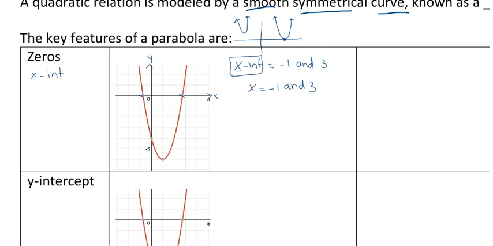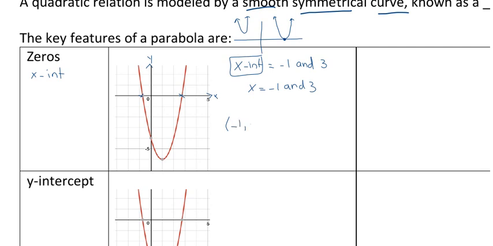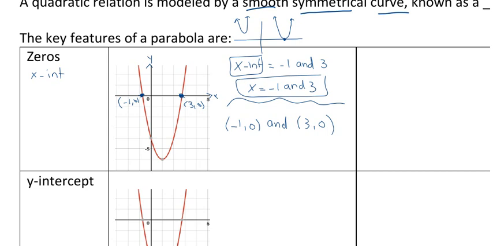You can choose to name the x-intercepts as points, and in this case it's going to be (-1, 0) and (3, 0), because this is the point which is (-1, 0), and this is the point which is (3, 0). Okay? So you can pick either this notation or this notation. I don't want both of them. You can pick one or the other, whatever you find easier for you.